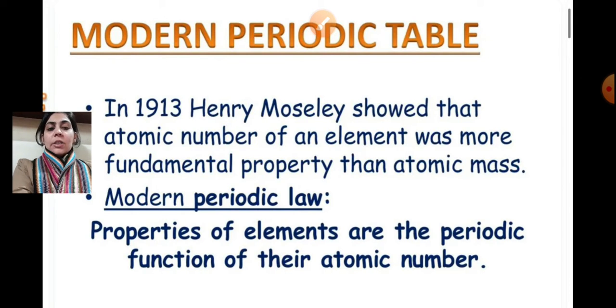So what is the modern periodic law? As it is, this question was asked in the last board exam also. Modern periodic law क्या कहता है? According to the modern periodic law, the properties of elements are the periodic function of their atomic number. Means किसी भी एलिमेंट की प्रॉपर्टी किस पे डिपेंड करती है? So what is the basis? किस प्रॉपर्टी पे डिपेंड करेगा? The property was atomic number.